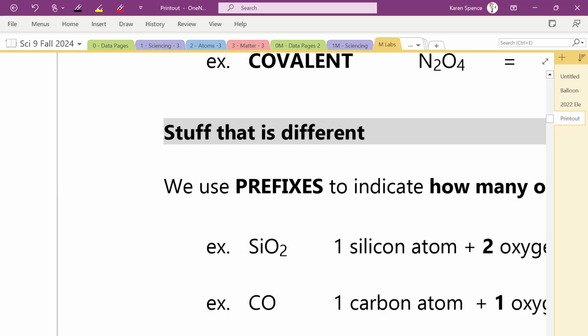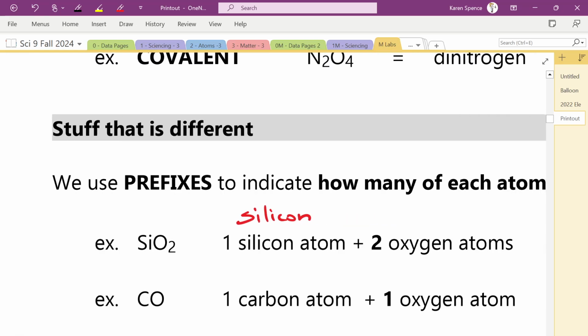SiO2, 1 silicon. So we just say silicon. We have 2 oxygens, so we say dioxide. We have 1 carbon, so we just say carbon. We have 1 oxygen. Now this is a little bit different because when we had 1 carbon, we didn't put a prefix on. When we have 1 oxygen, the second element, we say I have 1, which is monoxide.